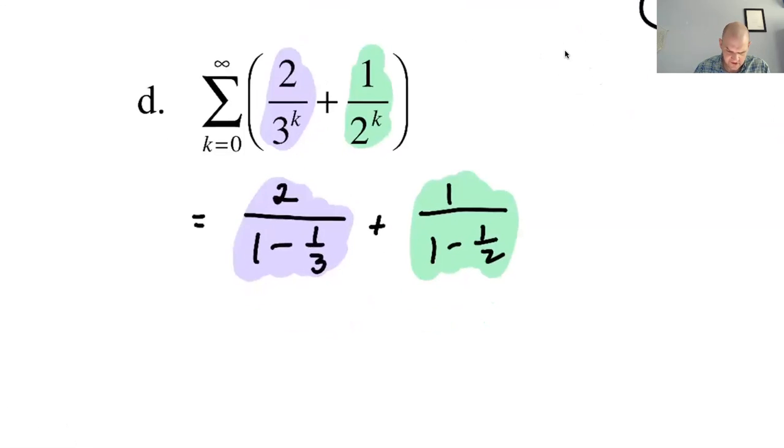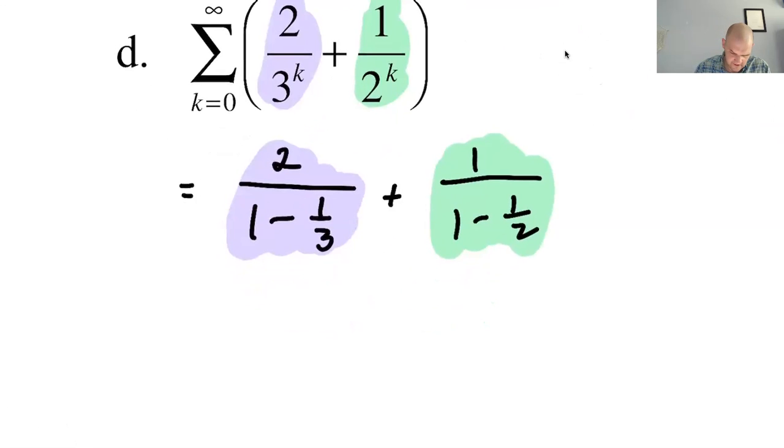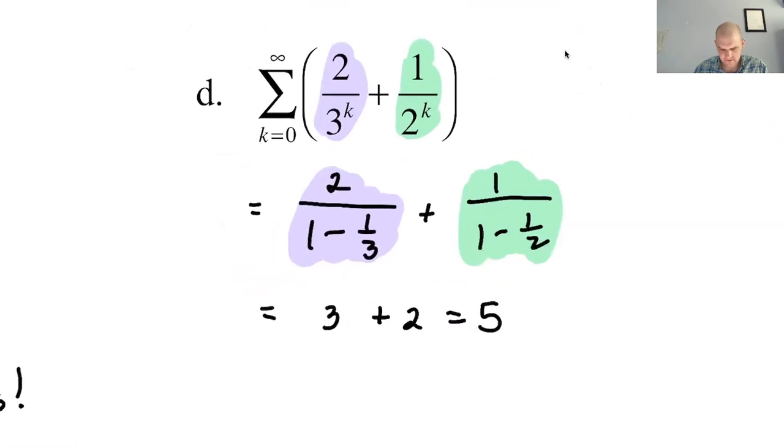I guess you could get an answer here if you wanted to. So what is this? This is 2/3, so 3, and then plus 2, 5. Interesting. Is that right? 2/3, so 3/2 times 2 is 3, and then 1/2. Yeah, I think so.